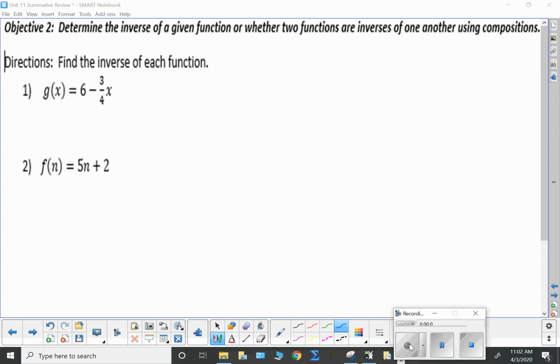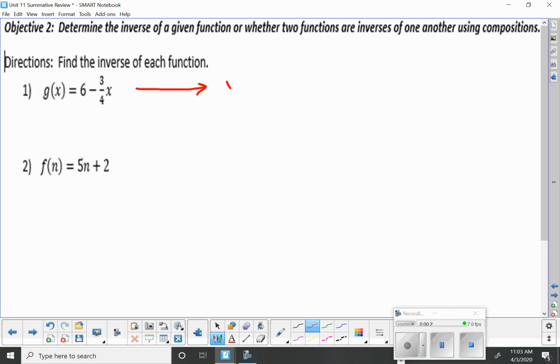the Unit 11 Summative Review. For Objective 2, you're going to determine the inverse of a given function and/or whether two functions are inverses of each other using compositions. So, the first four problems are simply finding the inverse.